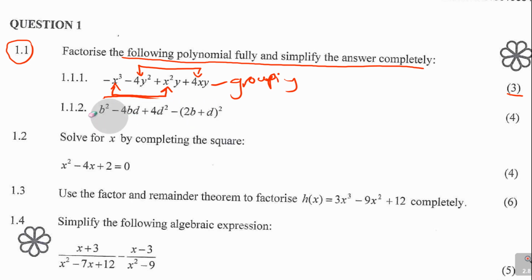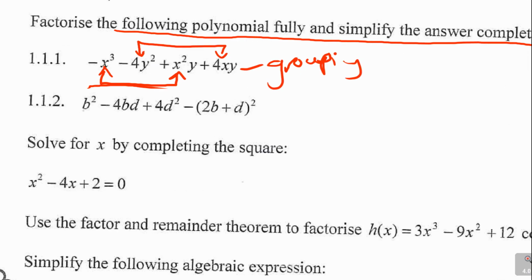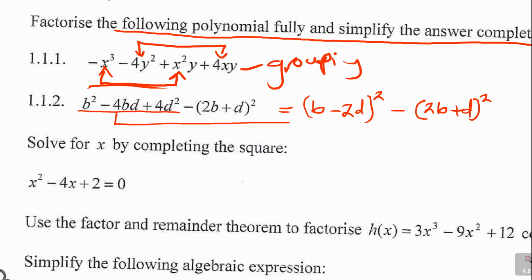Just want to show you 4 marks. That's why they made it even 4 marks. I want to show you, it was this part whereby when you factorize, it was actually b minus 2d squared minus 2b plus d squared. So when you factorize this, you get that.